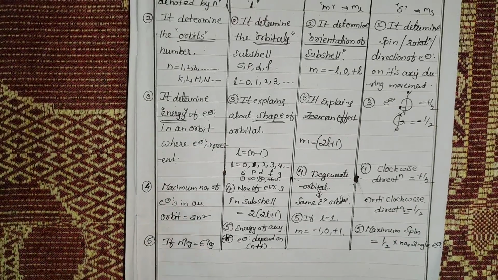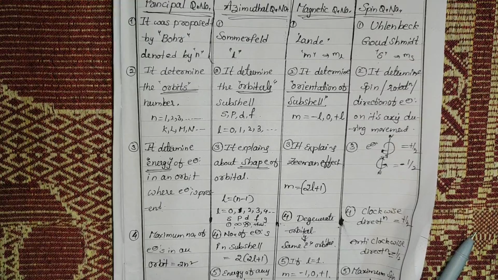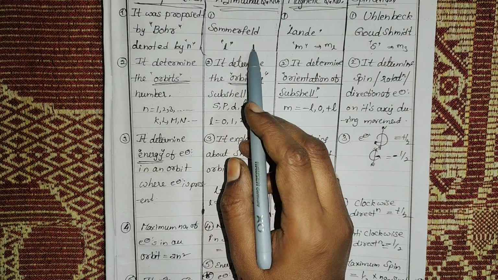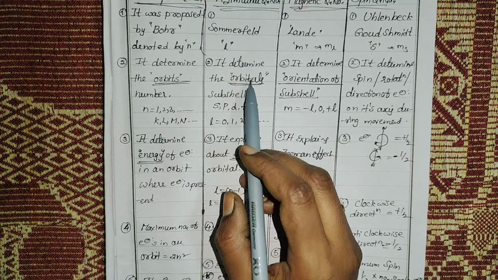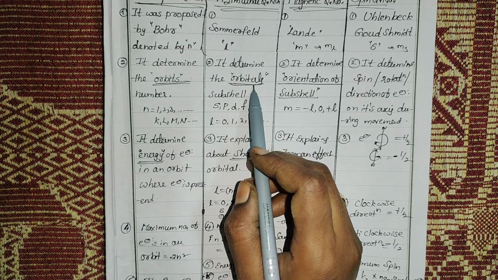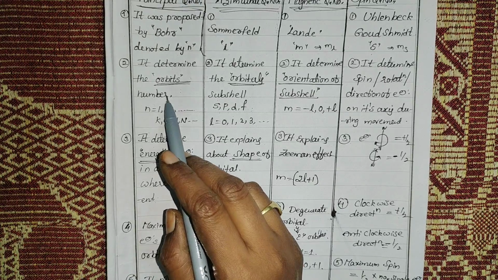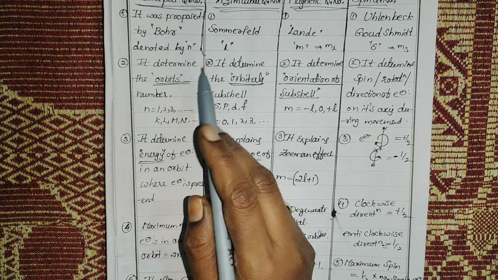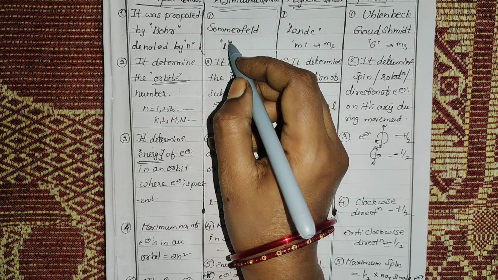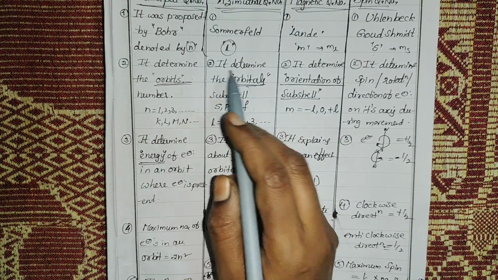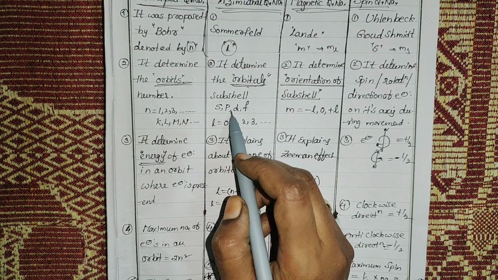Next, you have to learn about the azimuthal quantum number. Who proposed it? Sommerfeld, indicated with l. It explains about the orbitals, nothing but the subshells s, p, d, f. Beta, the principal quantum number n is the orbit, and l is the orbital. In an orbit, orbitals are present: those are s, p, d, f.